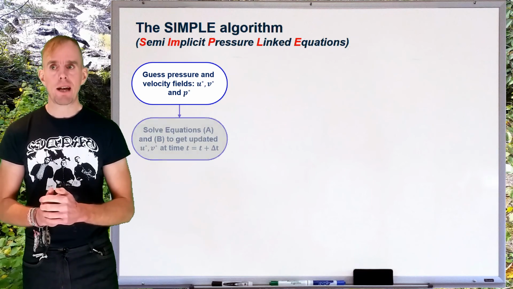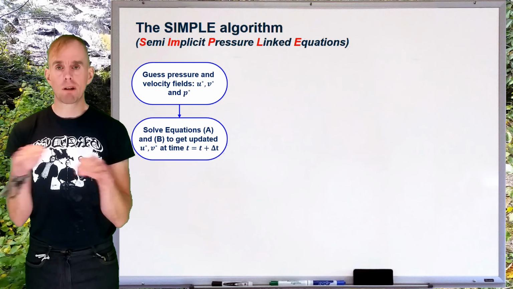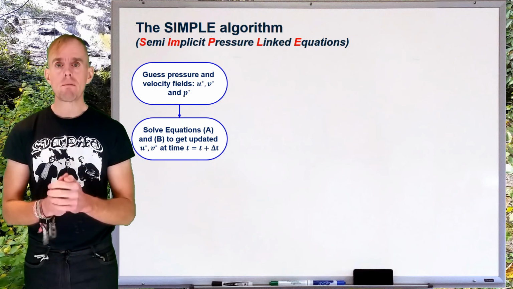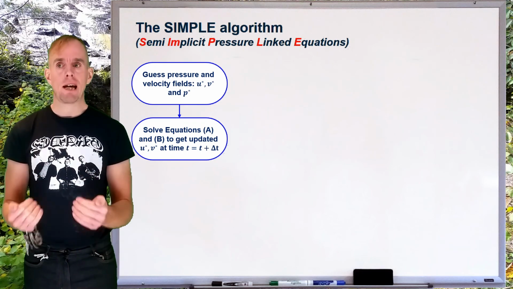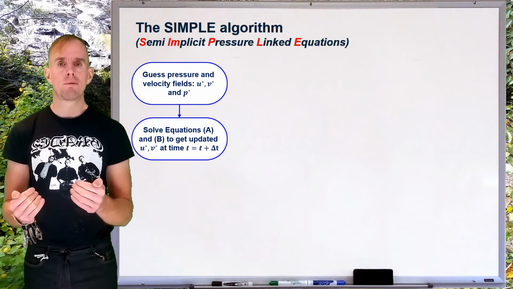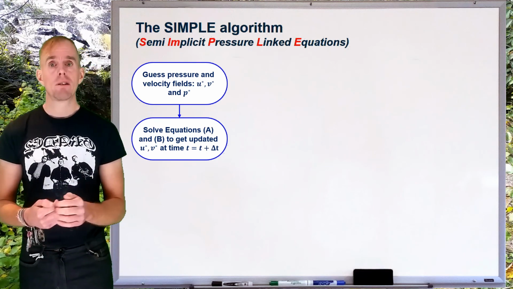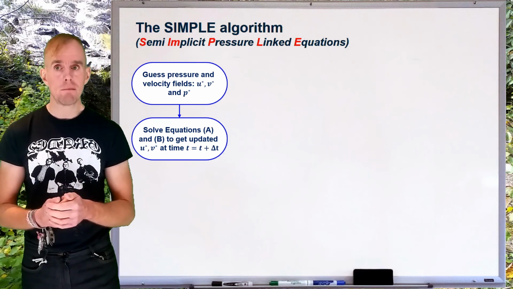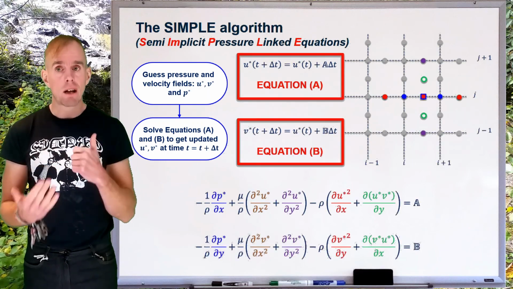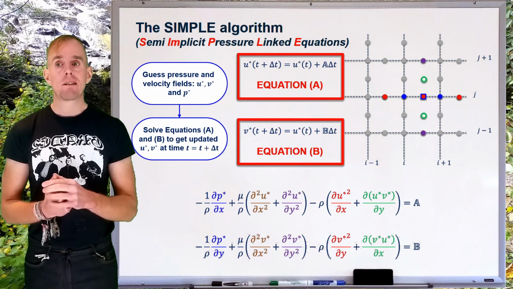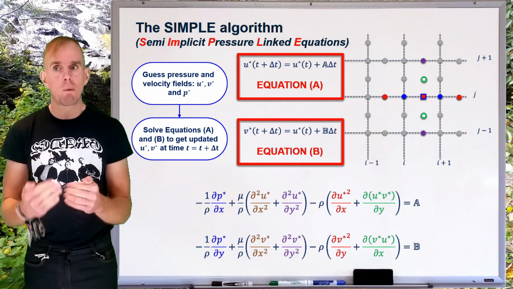The next thing that happens is you say, right, I know everything at time t. Time t could be time 0 if you're just starting the problem. And what I want to do is to update those guesses. So I need to know what the values of my fields are at t plus delta t. And so we'd use equations A and B, and remember equation A and equation B were derived in the last part of this lecture, and they were how you update in time your x direction and y direction velocities.